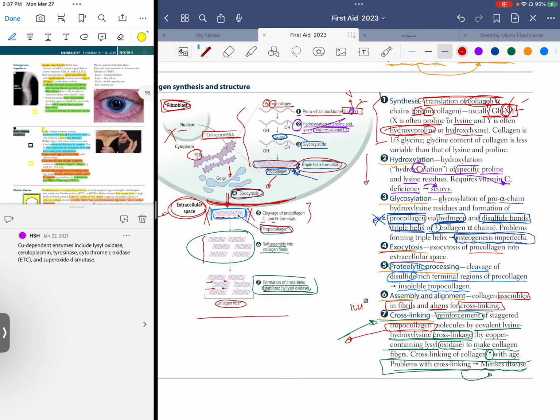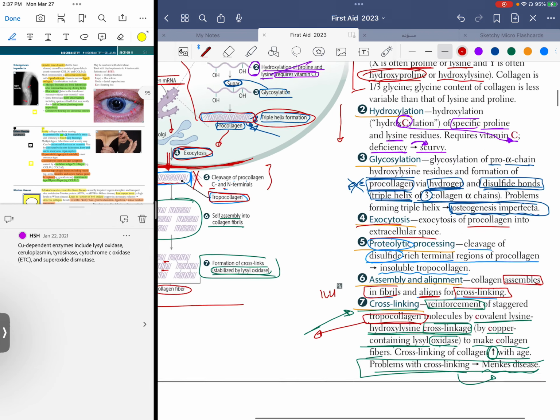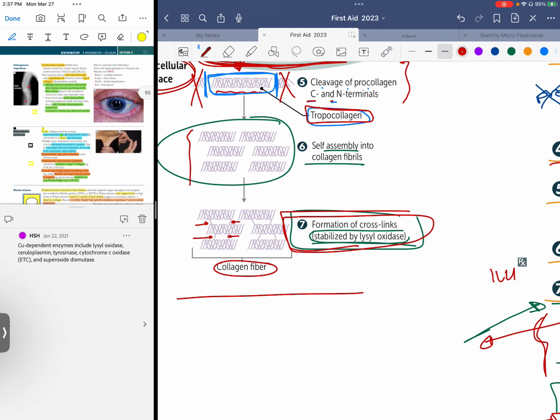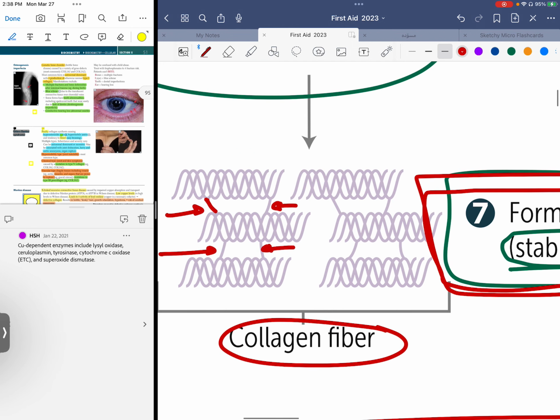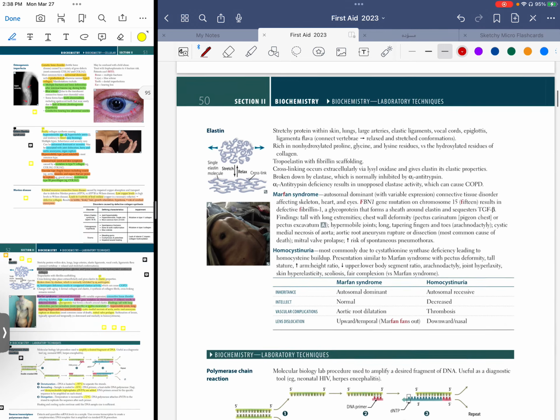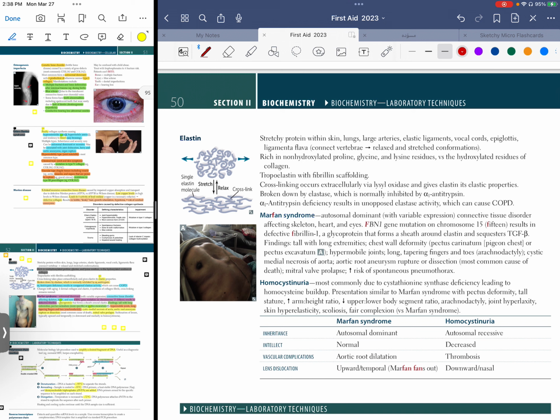Let's see if it says anything about the lysyl oxidase over here. Yeah, it does say that if we have a problem with the cross-linking, it would end up as Menkes disease. There you go, that's the lysyl oxidase over here. Number 7 is the formation of cross-links stabilized by lysyl oxidase. So that's the defective enzyme in Menkes. Why? Because it doesn't have any copper to help it work and do this cross-linking with these little linkers over here.